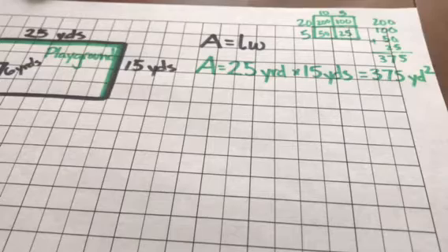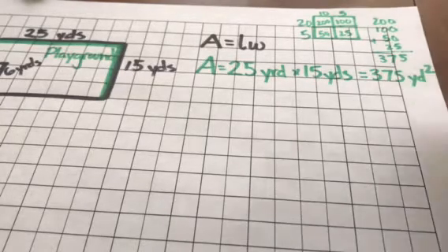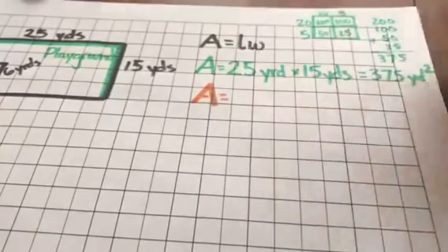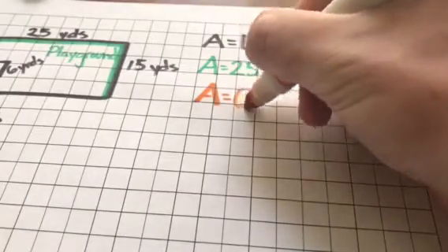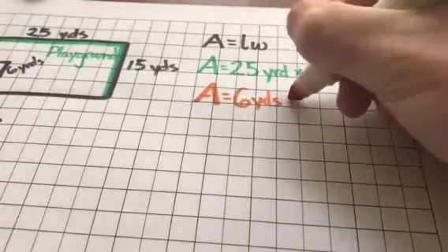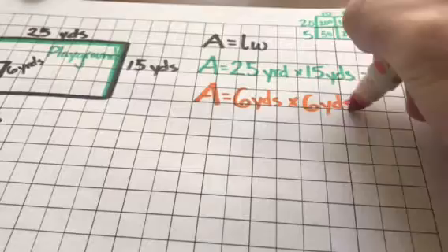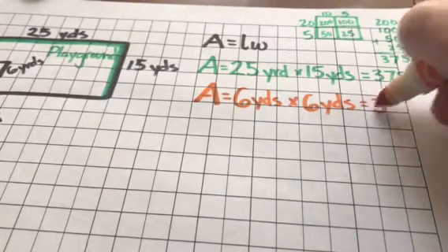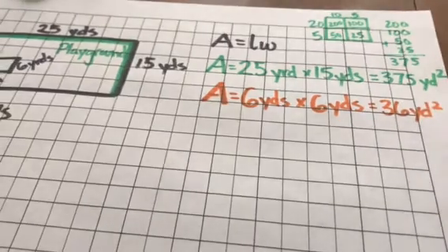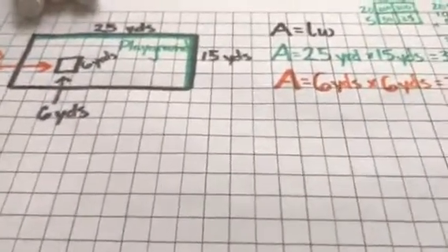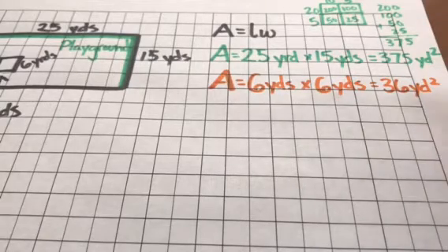Okay, but the problem is I still have this sandbox. So how can I figure out what the area of the playground is without the sandbox? Well, I guess I could find the area of the sandbox. So the area of the sandbox is 6 yards times 6 yards. 6 times 6 is 36 square yards. So the question is now, what operation can I use to help me figure out the amount of grass that I'll need just for the playground and not for that sandbox?